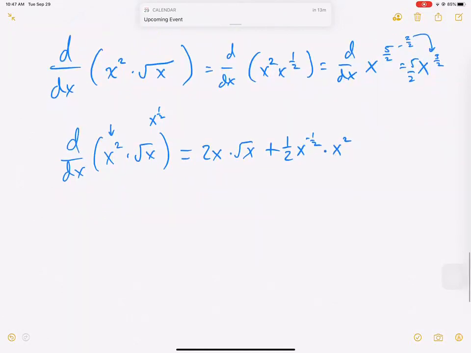We want to simplify this. Let's write this as x to the 1/2 again to make our lives a little easier. This is 2x to the 3 over 2 plus 1 over 2 x to the 3 over 2. This combines to become 5 over 2 x to the 3 over 2, with common denominator 4 over 2 plus 1 over 2. Same answer. Woo!